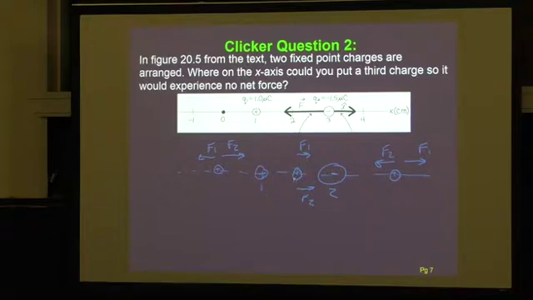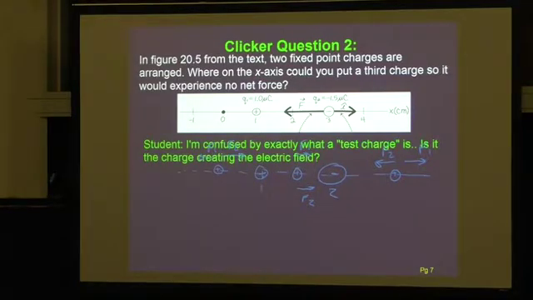If you put it here, there's no way these two forces can cancel. So this cannot be correct. Just by drawing this picture, I know that in between here cannot be correct. Now I look over here, and I look over here, and I think, well, those are in different directions, so they could possibly work, right? And so we want to think a little bit more about that.